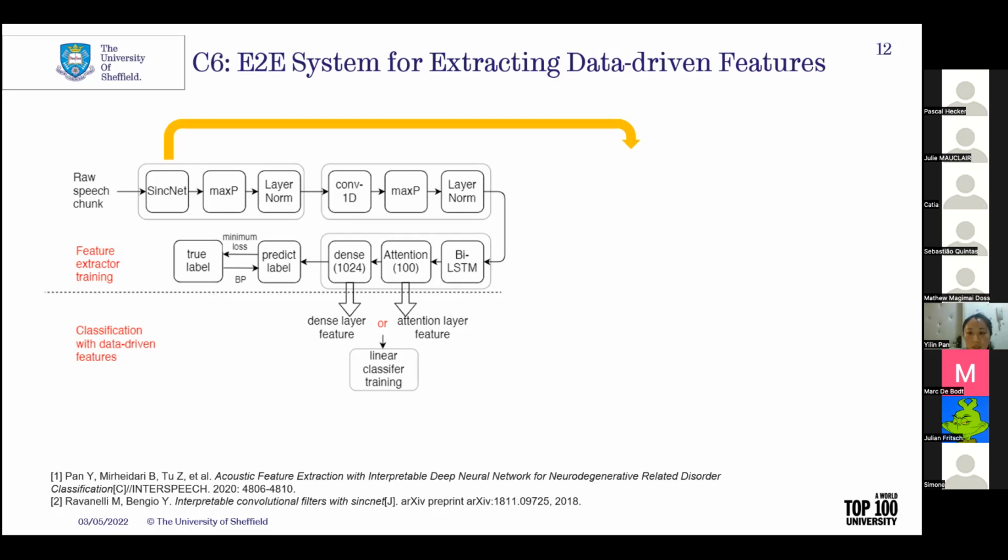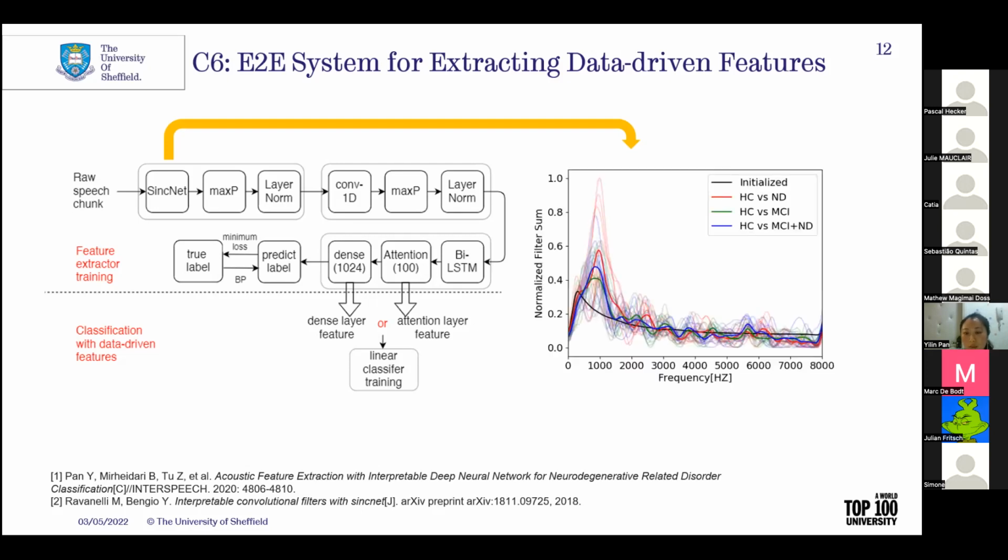And in our experiment, we have plotted the learned filters from the SincNet to make the end-to-end system more interpretable. And what we have done is extract the features learned from the dense layer or attention layer as the learned features, and use a linear classifier for classifying the audio recordings from healthy controls or neurodegenerative disorders or mild cognitive impairment. And this research has also got a better result compared with the IS-10 and ComParE features extracted by OpenSMILE.